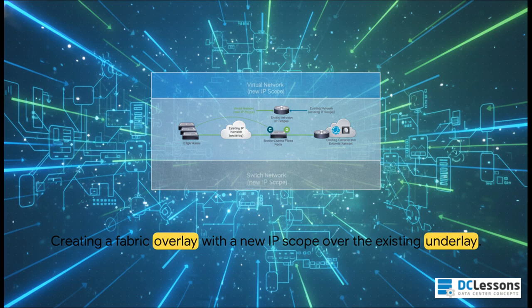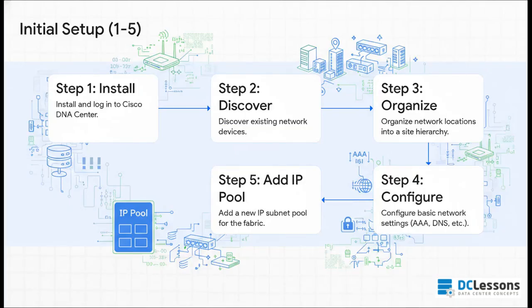That's just the physical transport for all the packets. Then, right on top of that, we build a new virtual network overlay, and this one has its own dedicated IP scope. This is the magic that lets us introduce the fabric without having some kind of massive disruptive cutover day. So these first 5 steps are all about laying the groundwork inside Cisco DNA Center. The whole goal here is to give the controller all the info it needs about your environment.